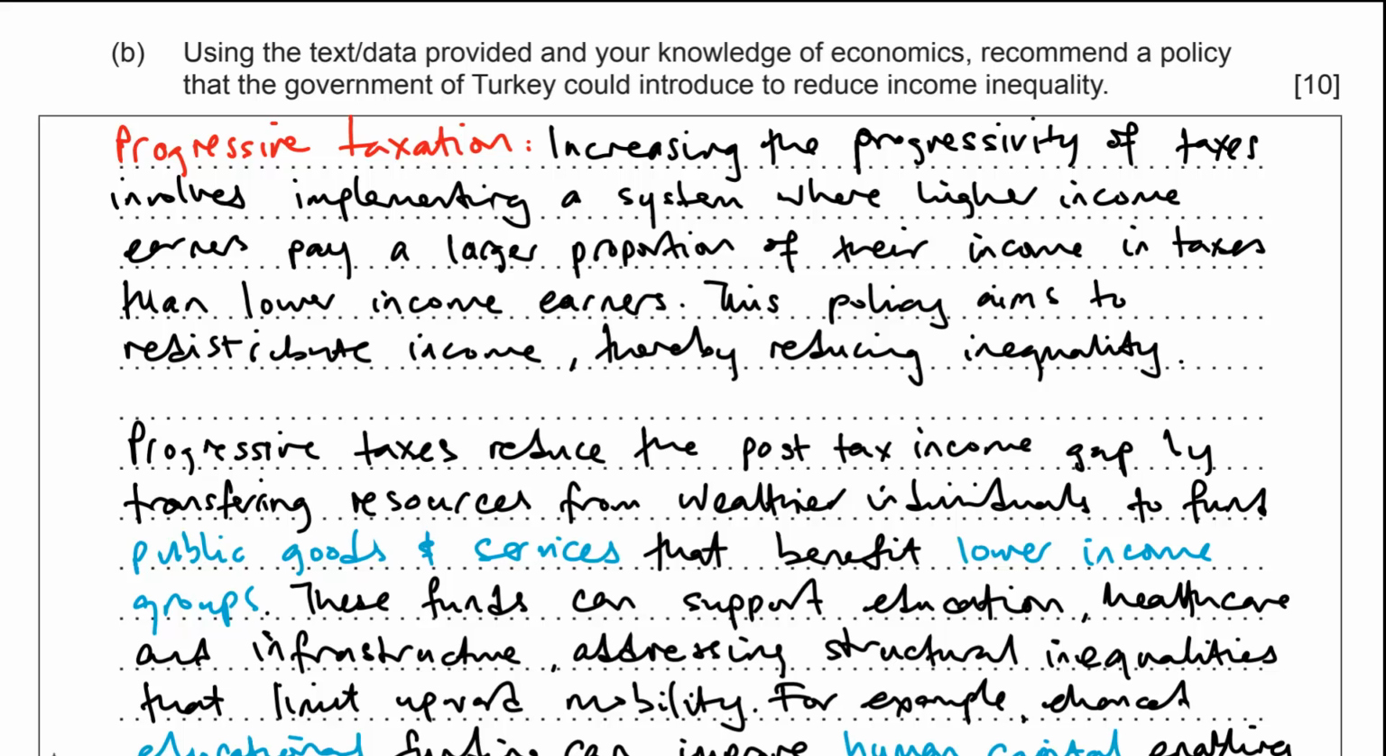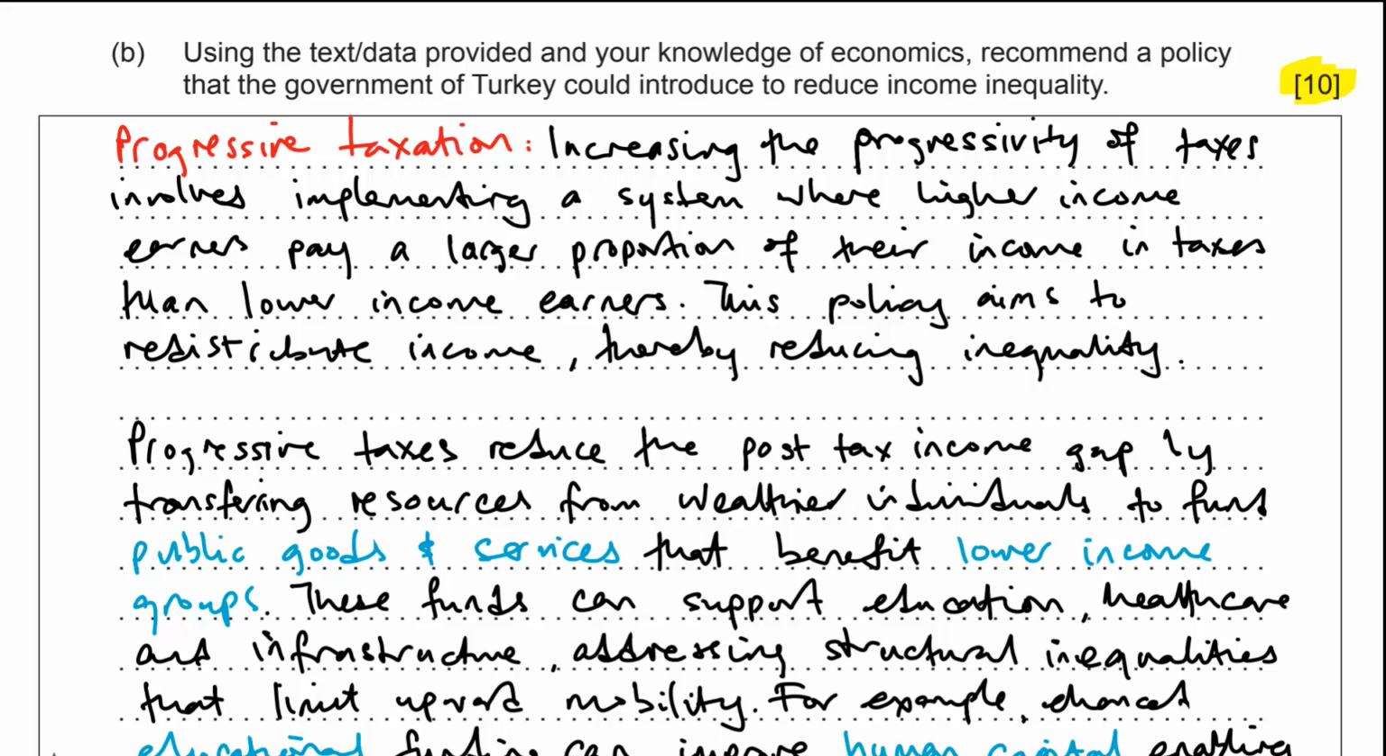Okay, so in this second part of the question, part B, we've been told to use the text and data provided and your knowledge of economics to recommend a policy that the government of Turkey could introduce to reduce income inequality. So here we have to recommend a policy, right? Not multiple policies, just one policy, and we have to run with it. And it's worth 10 marks, so it's worth quite a bit.